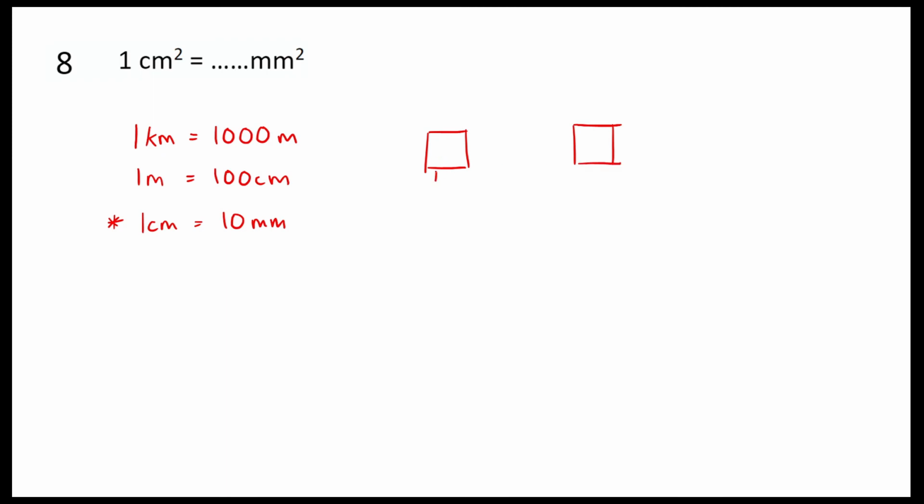One square is going to be 1 centimetre by 1 centimetre, and we therefore know that the area of this would be 1 times 1, which is 1 centimetre squared. Notice how that is the same as what we have in our question. Now if I wanted to convert this answer into millimetres, let's think about what would happen if I was to change my lengths. We know that 1 centimetre is the same as 10 millimetres. That therefore means that our area is going to become 10 times 10, which is 100 millimetres squared.